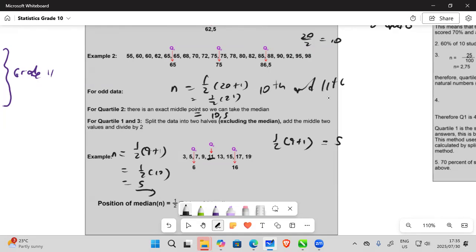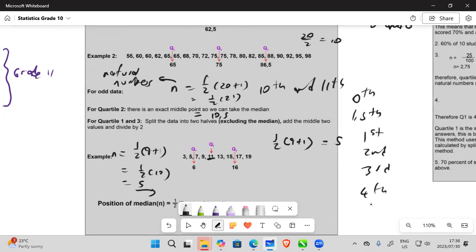Position values, you know why I use the word n here? It comes from the natural number system. Position values have to be natural numbers. We're going to learn this in number patterns, a very powerful section. It comes from our natural numbers. I can't say you came out 0th in the class. I can't say you came out 1.5 in the class. It doesn't make sense. It's either you first, second, third, fourth, fifth, and so on. It has to be natural values.